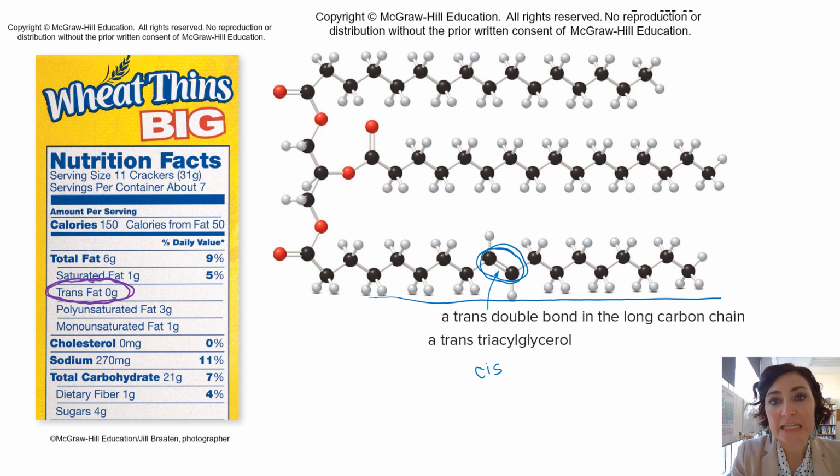Because it doesn't have a kink in it, these guys can pack tightly together, and they're going to have the characteristics physically of a solid fat. They're going to be solid at room temperature. They're going to have the same characteristics as a saturated fat. So we technically get to say we have some levels of unsaturation, but because of the trans fat, they're going to have the characteristics and they're going to be treated by your body the same way as a saturated fat. So it's pretty unhealthy for you.